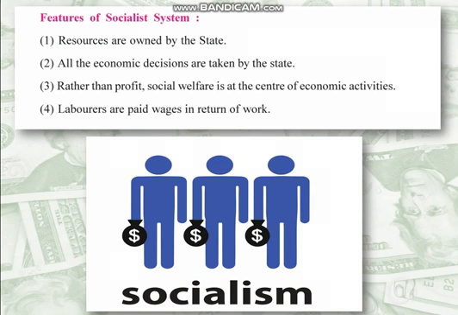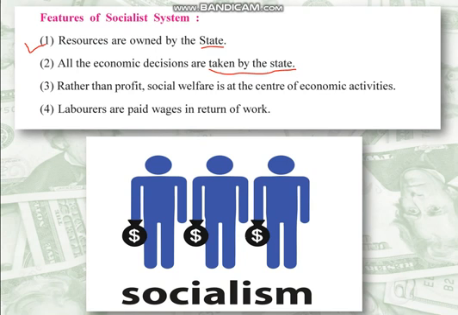Now let's see the features of the socialist system. Resources are owned by the state, which means the government. All the economic decisions are taken by the state. All the economic decisions mean how much product is to be produced, when it is to be produced, why it is to be produced, and who will benefit. All these decisions are taken by the state. No private individual is involved in it.